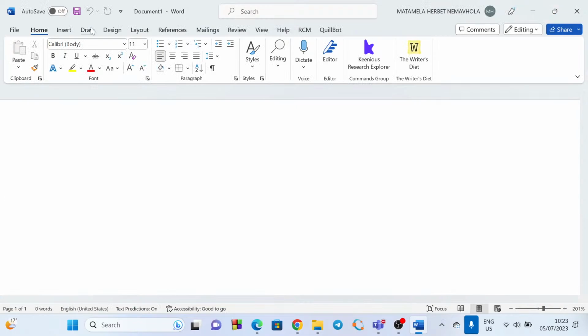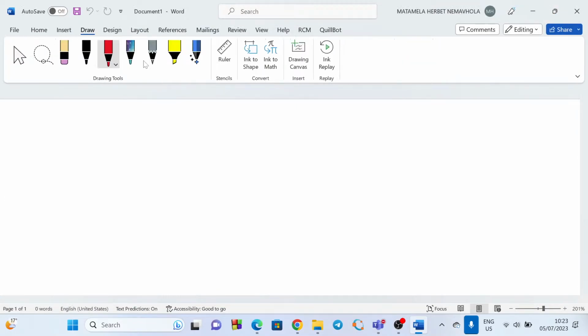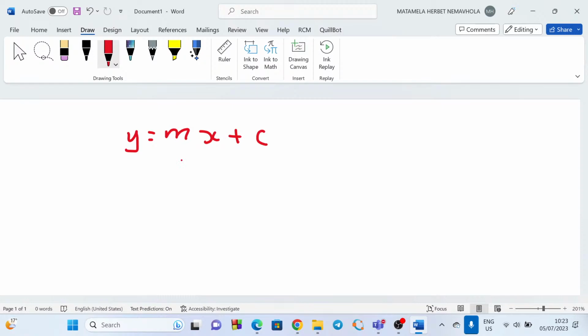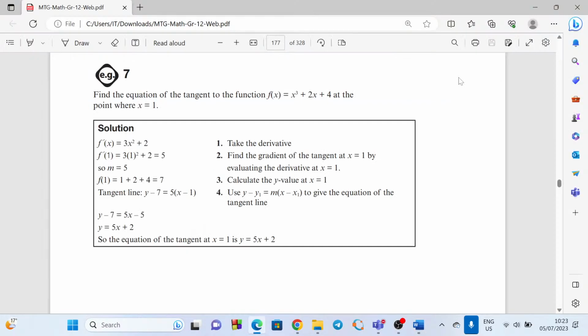Remember, the first thing when we talk about a tangent, it's a straight line. When we say it's a straight line, you are going to use the equation y equals mx plus c. So if you are given f of x, it can be, for example, x cubed plus 2x plus 4.